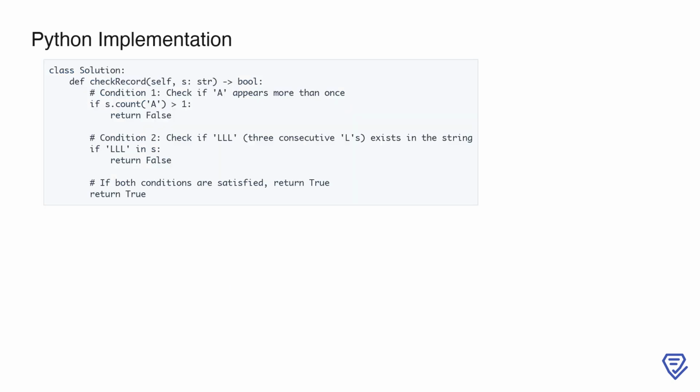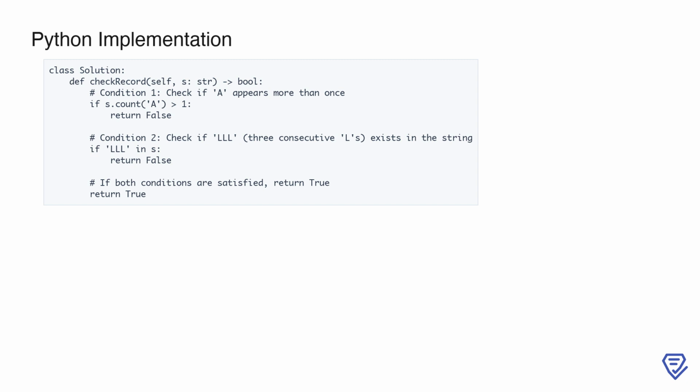This solution solves the problem by evaluating the 2 conditions that determine if a student's attendance record is rewardable. The input string contains only the characters A, L, and P, which represent absent, late, and present respectively. The function checkRecord takes the string s as input and returns a Boolean value indicating whether the student deserves a reward. The following steps explain the implementation.